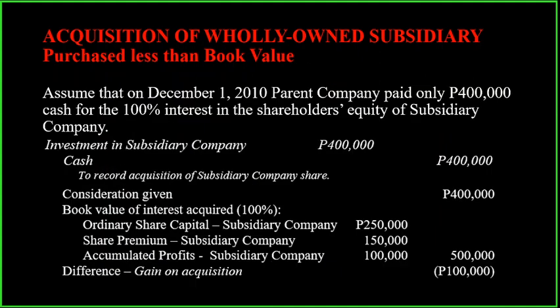Okay. Now, what if it was purchased at less than the book value? So in this case, the payment is only 400,000. What's the journal entry? At cost, we debit the investment at 400,000 and credit cash at 400,000 pesos. Okay, schedule of allocation of excess.